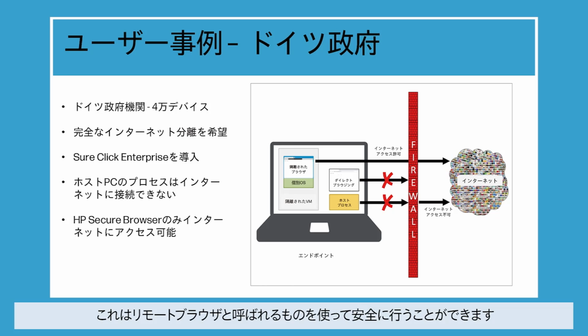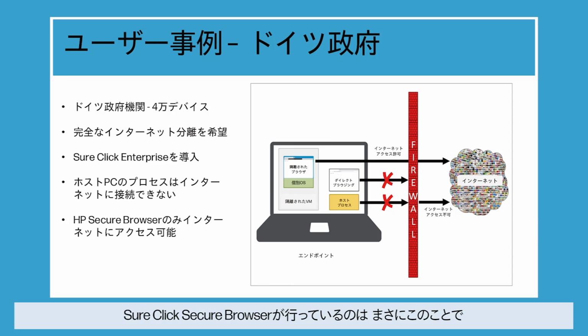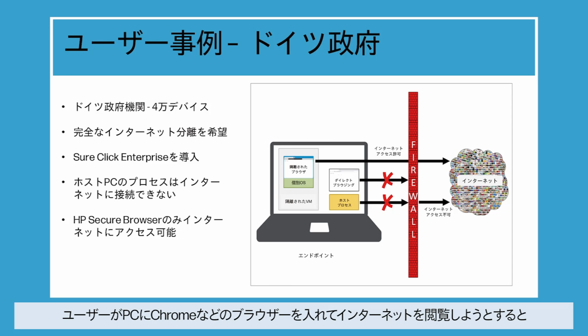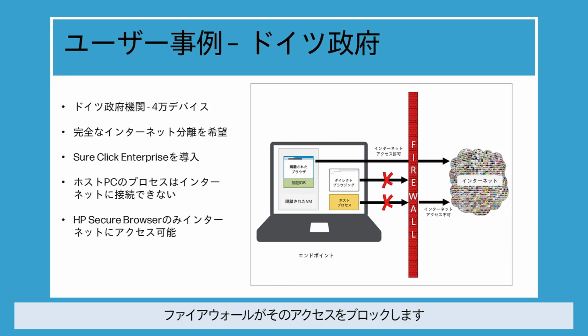And so this can be done securely through something called a remote browser. And this is exactly what our SureClick secure browser does, is we allow the web browsing to take place inside of an isolated micro VM. And so with a proper internet isolation architecture, we can configure SureClick so that it is the only process that is allowed to make an internet connection. So if a user has Chrome or some other browser on their PC and they try to browse the internet, the firewall will block that access.